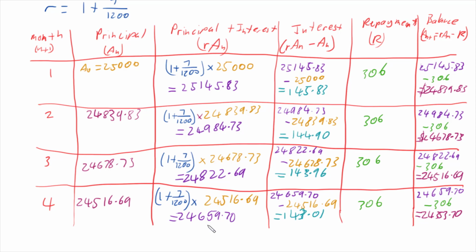We have drawn up the first 4 months loan schedule for this loan of borrowing $25,000 at 7% interest per annum, compounding monthly, with a $306 repayment each month. So we can clearly see how much interest we're paying each month and what the balance is at the end of each month.